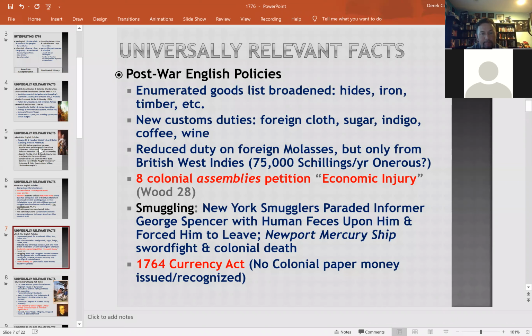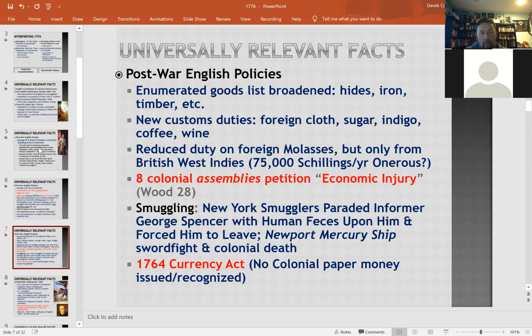But still, right? So look, eight assemblies of the 13 sent petitions to the British Parliament and to King George III, contending that this brought about too much economic injury to the colonies. And then you see here, New York smugglers paraded an informer named George Spencer with human feces upon him and forced him to leave. On the Newport Mercury ship, there was a sword fight, and the colonial person who would not abide by the customs officials' demands was killed. So now the Americans are beginning to defy this crackdown on the navigation laws.